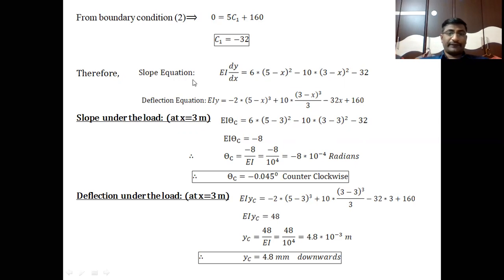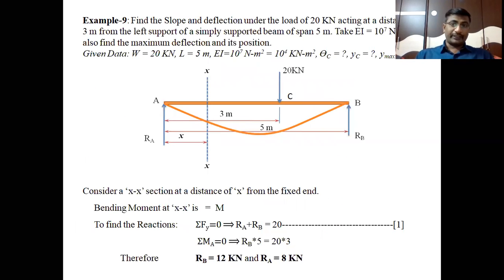After getting the slope and deflection equations, we can calculate the slope and deflection under the load. In this problem, we have to find the slope and deflection under the load, isn't it? Find the slope and deflection under the load of 20 kilonewtons. So under the load means at this point. At this point, what is the slope and deflection of the curve after deflecting? So how to find the slope and deflection? By substitution of the x value, 3 meters. Because at this point, the x value is 3 meters.